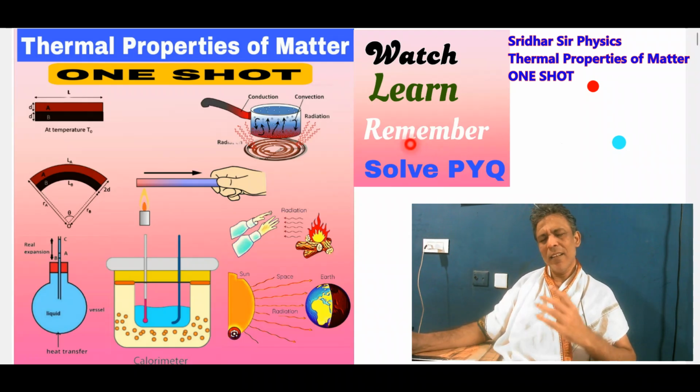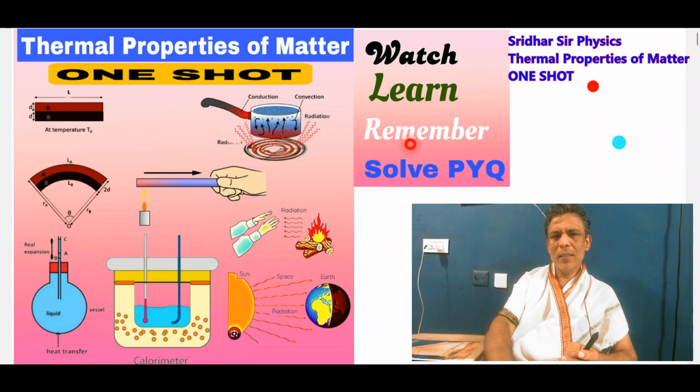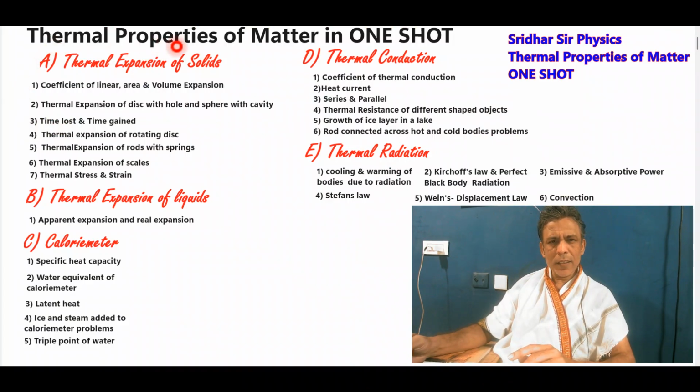Okay, kids. Now how to plan? What all topics are there? How to plan them? Next we have the first one, thermal properties of matter in one shot. First we have the thermal expansion of solids. So first we'll define the coefficients of linear, area and volume expansion, then variation of density with temperature. They're all formulas. Then we'll explore some ideas: thermal expansion of a disk with a hole, a sphere with a cavity, the basic definitions.